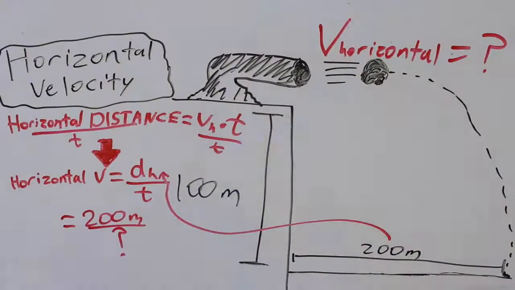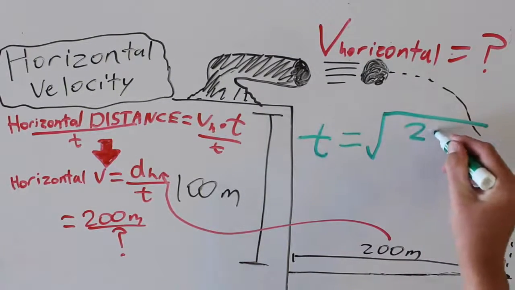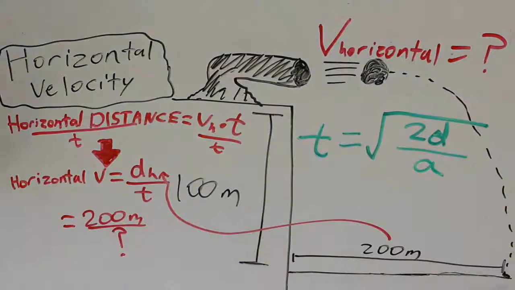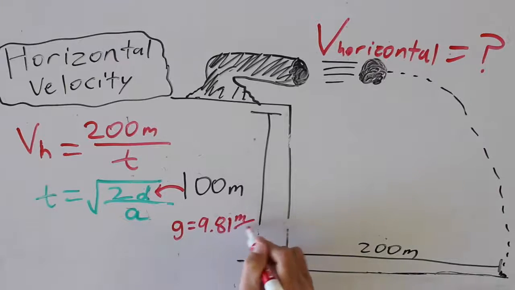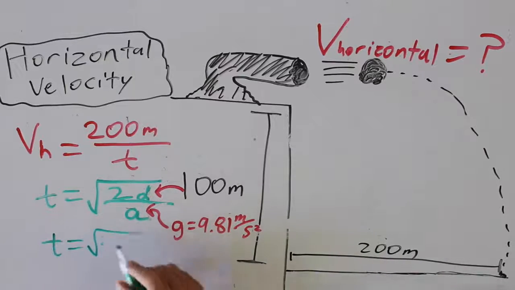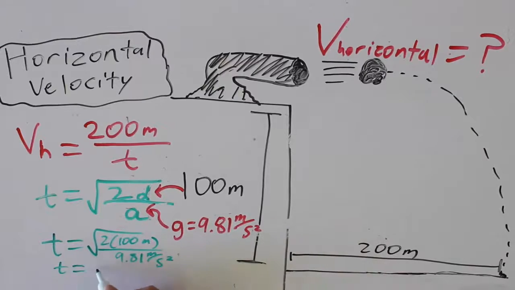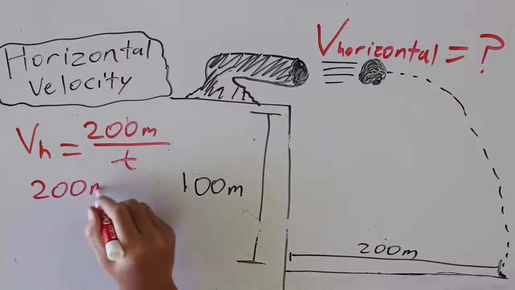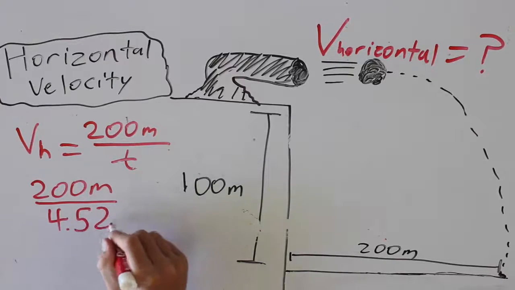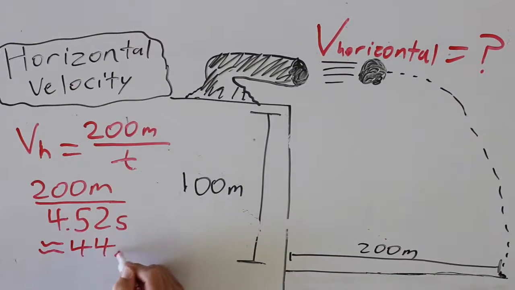You know how to solve for time using the equation t equals the square root of 2d divided by a. So pause the video, solve it on your own, and resume it when you're done. Alrighty then, let's see if you did it correctly. Insert the variables into the equation to get time equals the square root of 2 times 100 meters divided by the acceleration due to gravity, 9.81 meters per second squared, and this equals about 4.52 seconds. Now we can plug that time into the equation and divide to find the velocity. So 200 meters divided by 4.52 seconds is about 44.25 meters per second.